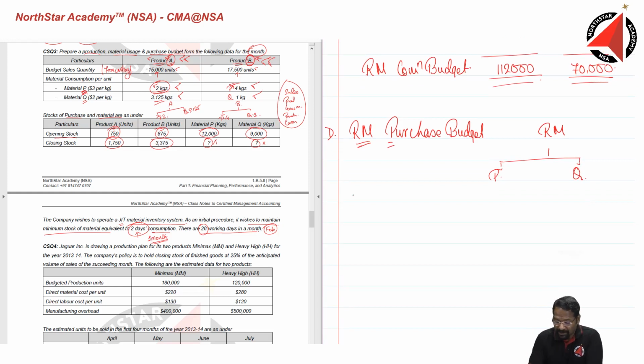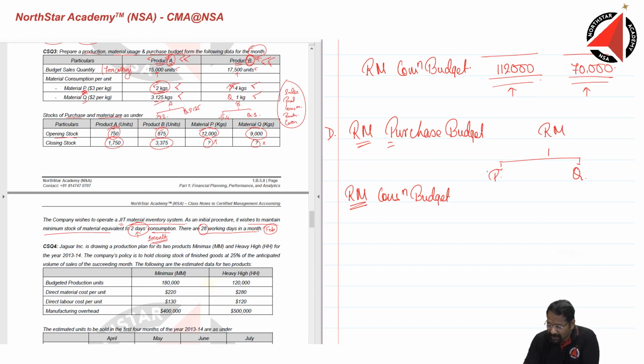So first one, to understand purchase budget, I need to know how much we are going to consume, how much we are going to eat. First I should know that. Then only I am going to order. So first one, raw material consumption budget. Now answer my question. Raw material consumption budget, is it raw material or finished goods? Answer is it is raw material.